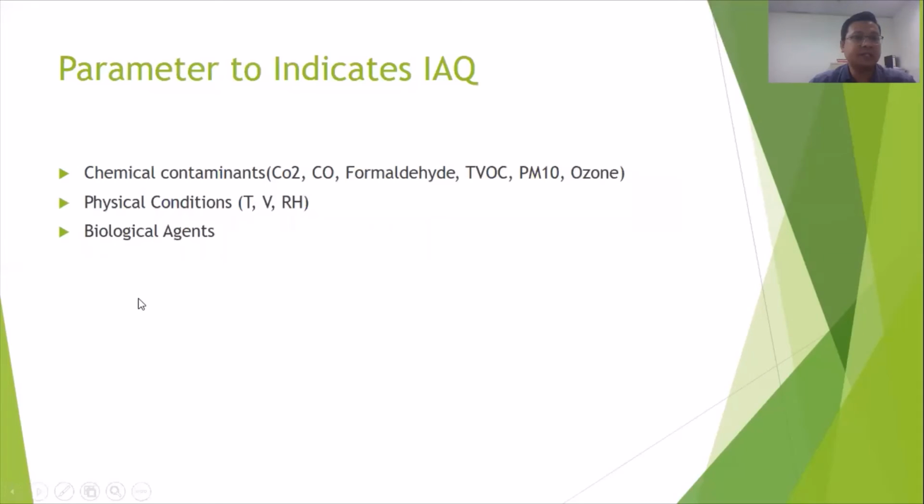And then biological agents. This one refers to when we spray something to protect our product in our room. So we spray something and then it will produce something that is not good for our health. So we should consider this condition.